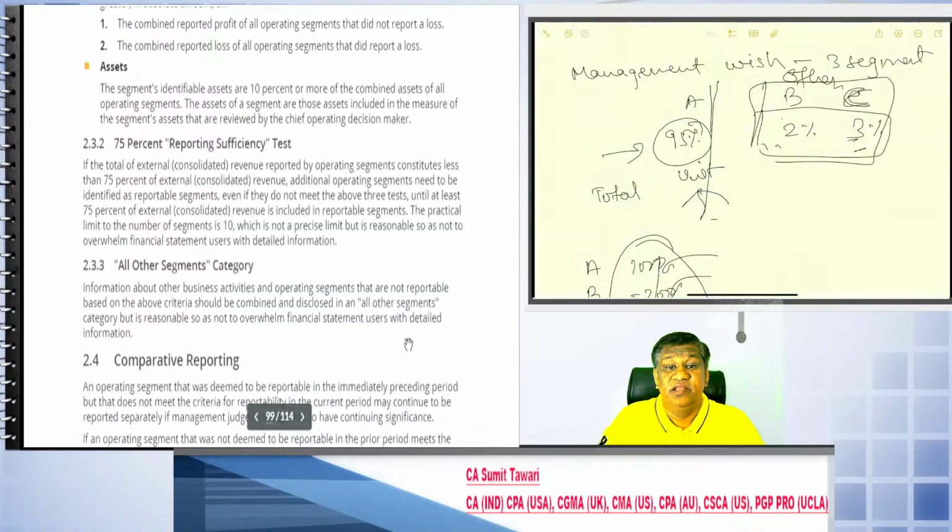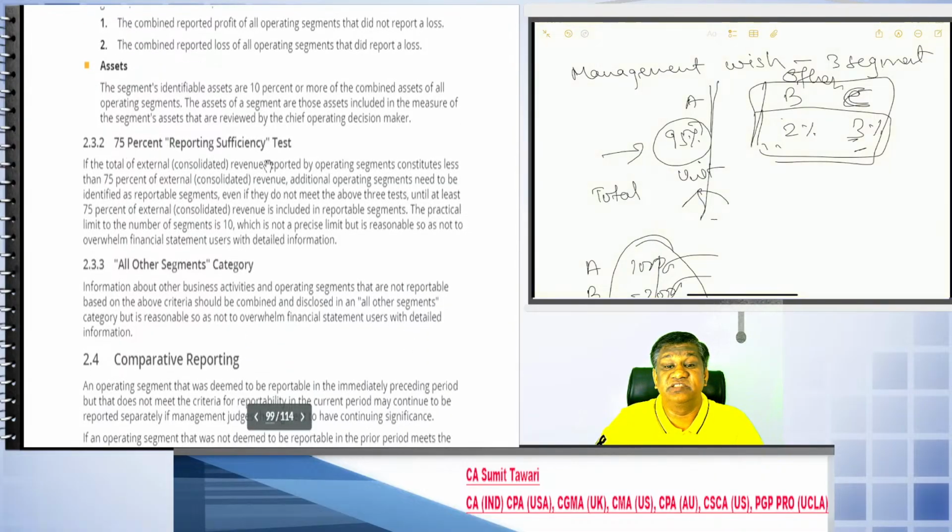Then the 75% reporting sufficiency test. If the total external consolidated revenue reported by the operating segments constitutes less than 75% of the external consolidated revenue, additional operating segments need to be identified as reportable segments.